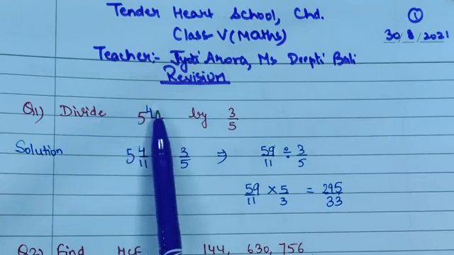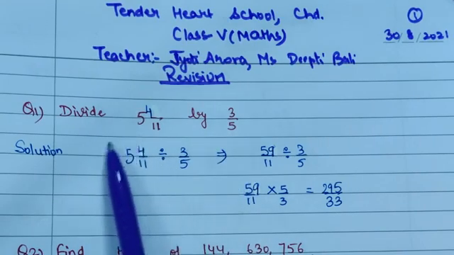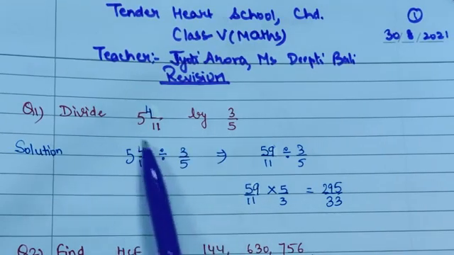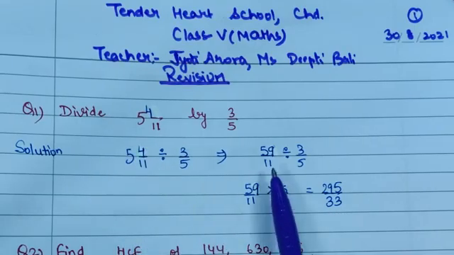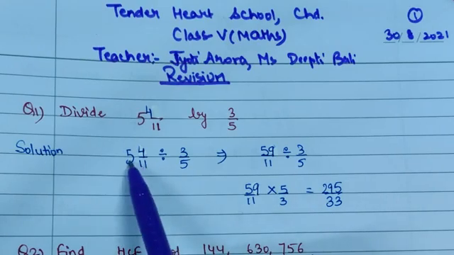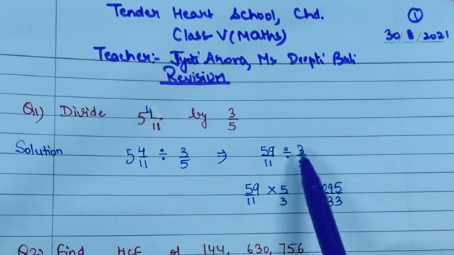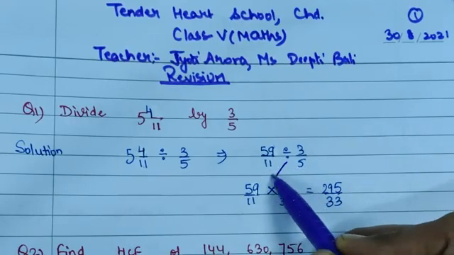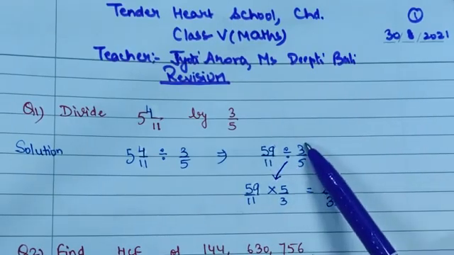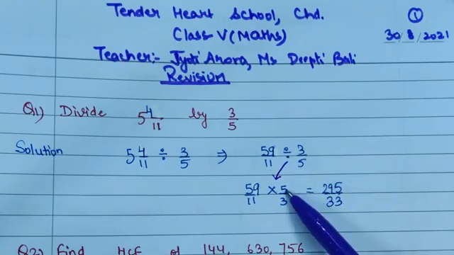Divide 4 by 11 by 3 by 5. Now we have to divide these fractions. This is a mixed fraction. First of all, convert it into improper fraction. How? 11 into 5, 55 plus 4, 59 upon 11 divided by 3 by 5. Whenever divide sign changes to multiply sign, we have to do the reciprocal of the second fraction. It will become 5 upon 3.